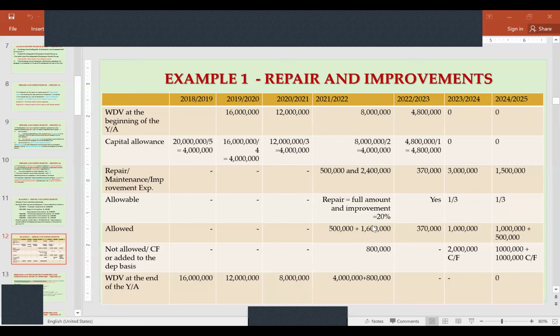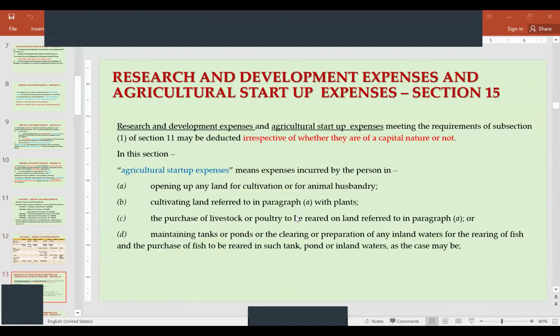So we identified the allowable amount as 1.6 million. The balance was not allowed as a deduction, so that not allowed amount should be added to the depreciation basis during that year of assessment. So that is why we added it to 4 million. This is just a reminder. We did this example last week. So I think you can understand the method, the applicable formula for the application of section 14.